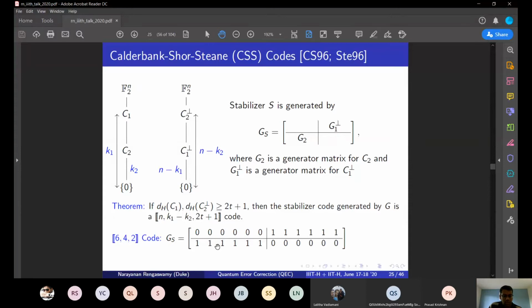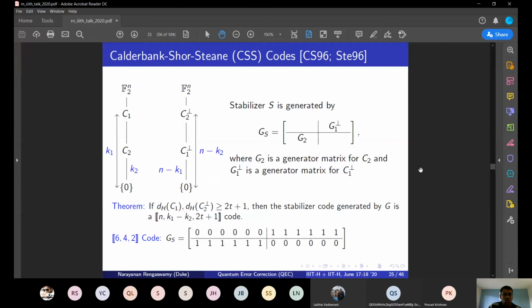And so here is an example of a [[6,4,2]] code. So you have just two generators. One is X on all qubits, no Z, and the other generator is Z on all qubits, no X. So this is a way to construct quantum codes using two classical codes. But of course, you have this constraint that one lives inside the other.